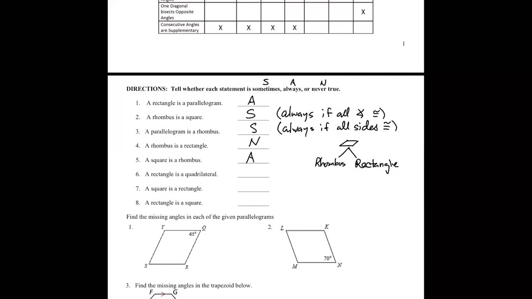A rectangle is a quadrilateral. Well, they're all quadrilaterals, so that's always. A square is a rectangle. A square, under all circumstances, is considered a rectangle. Same idea as a square is a rhombus: if I say square and you say rhombus, and you say rectangle, we're both right. A rectangle is a square? It can be, but only if all four sides are congruent. So sometimes.